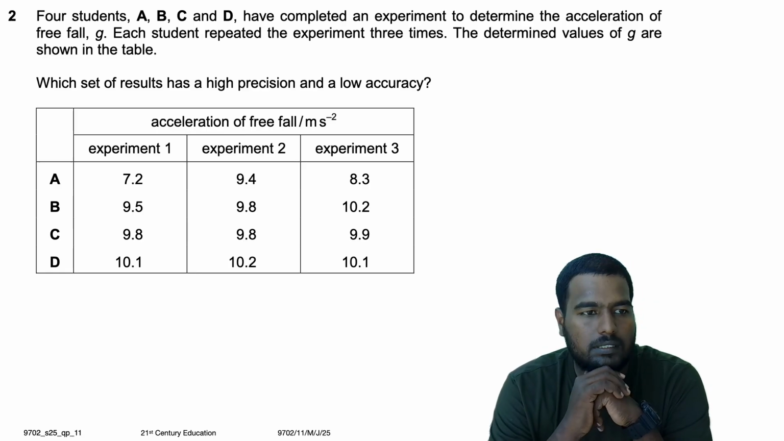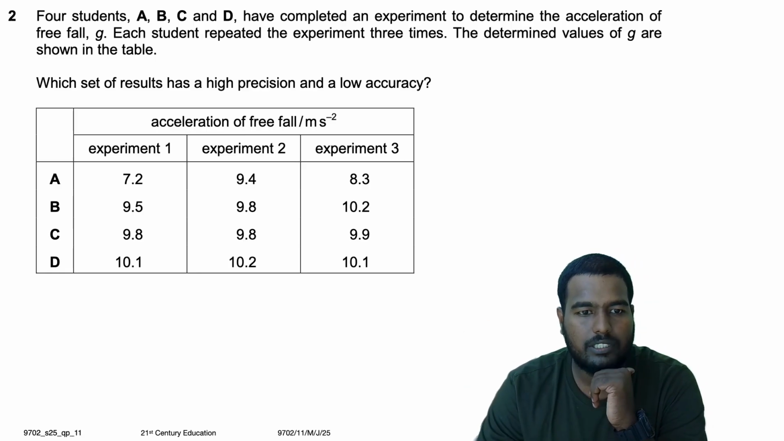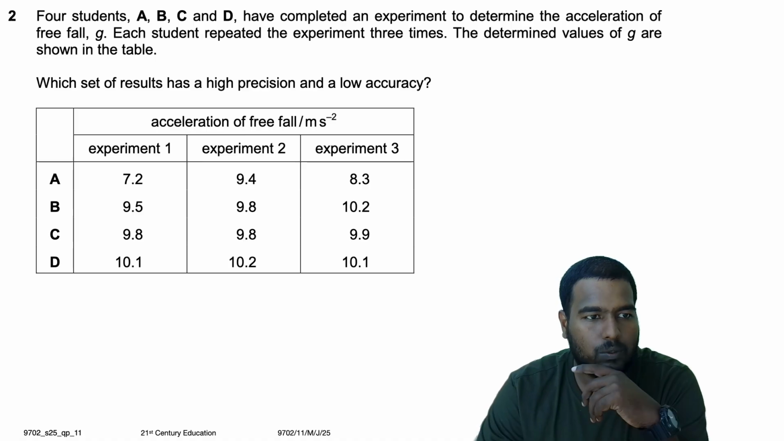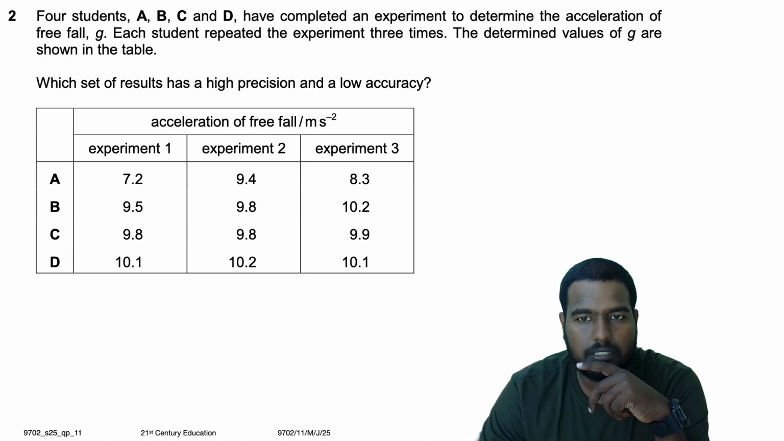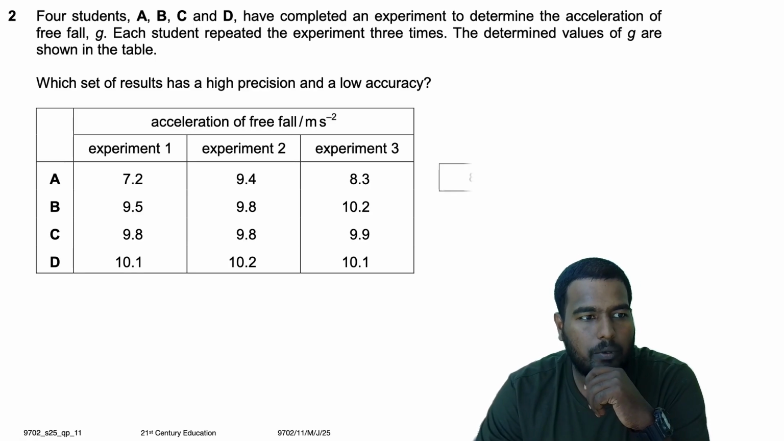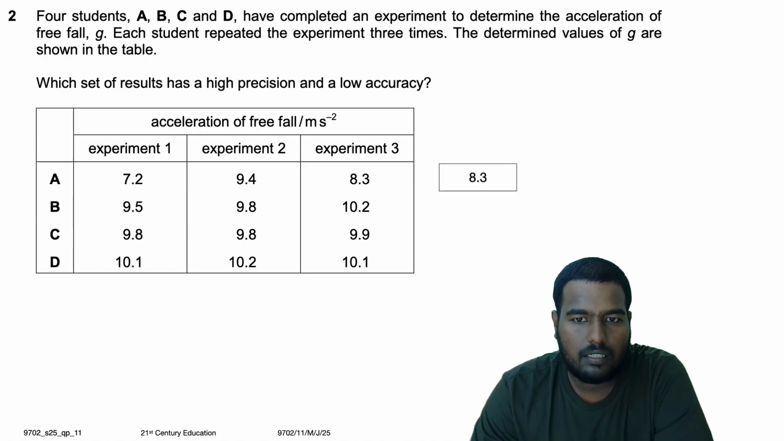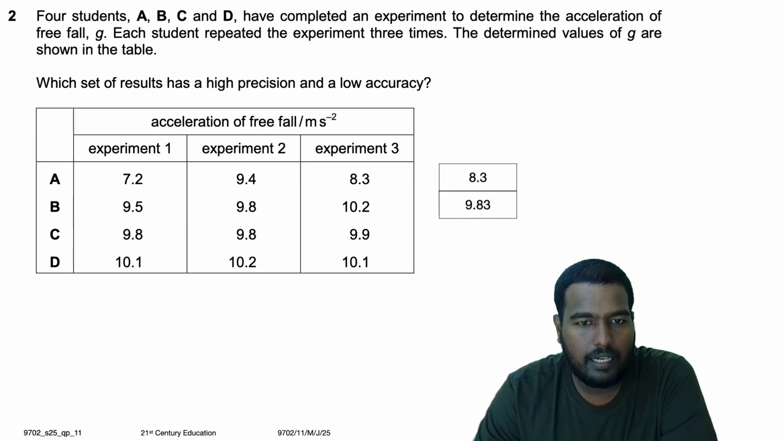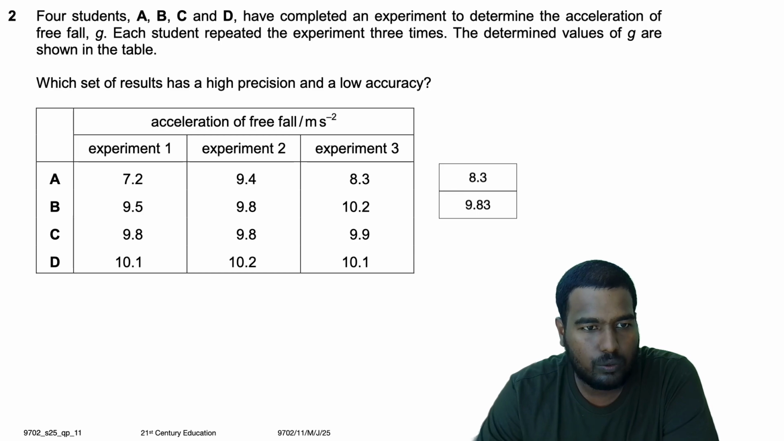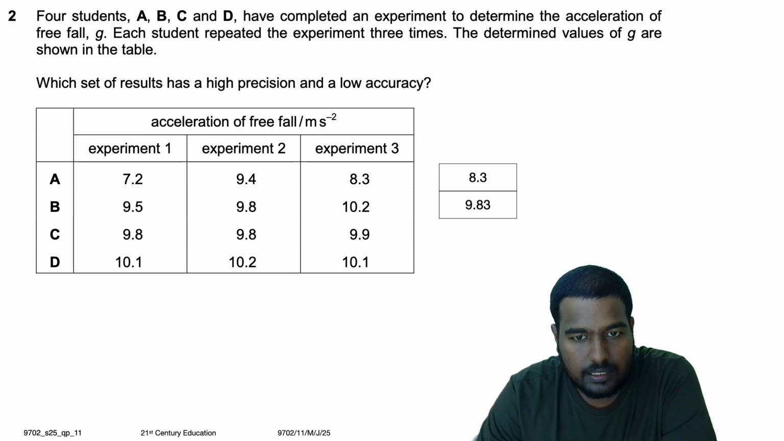So first we will find the average of experiment 1 and experiment 2 for all the candidates A, B, C, D. A is 8.3, B is 9.8, sorry, it should have been 9.8, not 9.83. C is 9.8, D is 10.1.